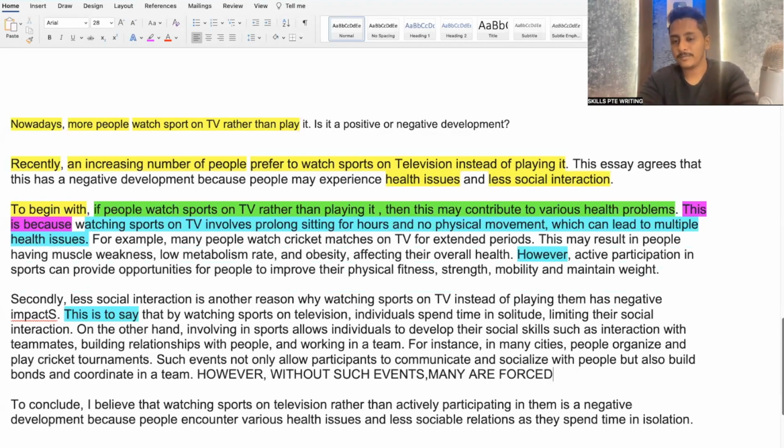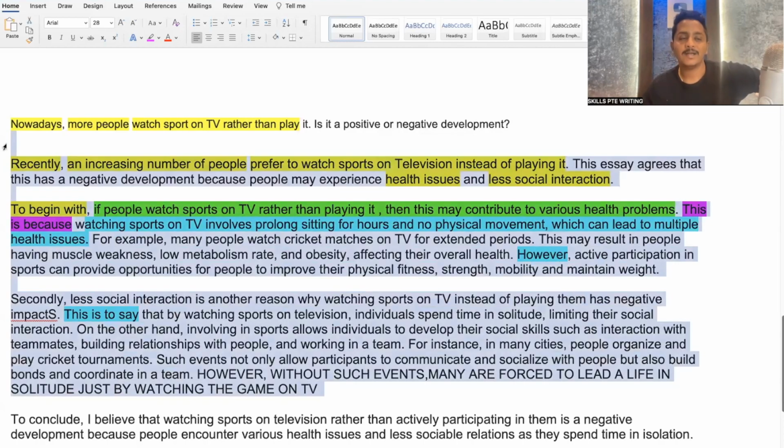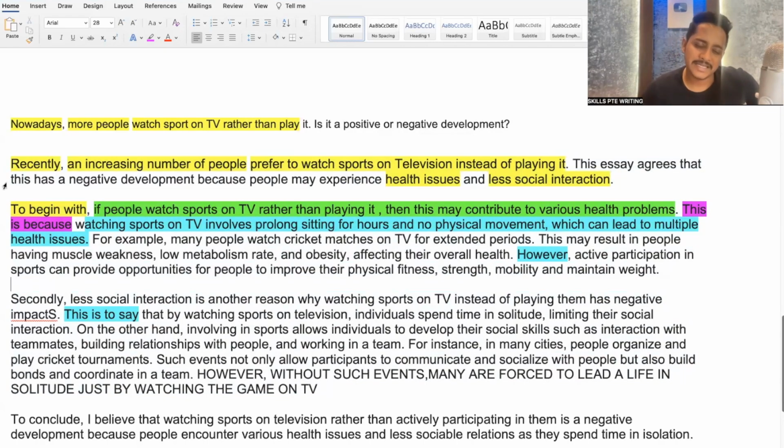Many are forced to lead a life in solitude just by watching the game on TV. She could have added it to add more clarity. But yes, whatever is required, she has written it nicely. What is 7.5? Easily this essay can score. If at all you're watching the recording, I forgot your name. Try to write a little bit more. Otherwise, you have a very good hold on the language.